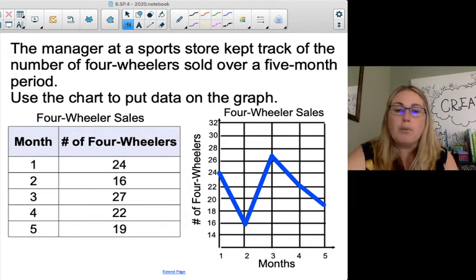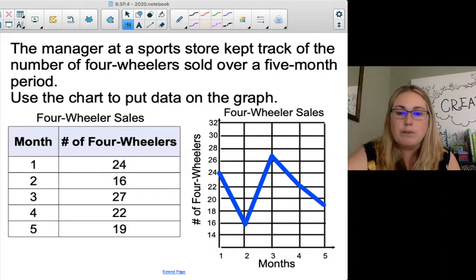So I'm going to go to number 1, and in month number 1, we sold 24 four-wheelers. So we're going to go up to 24, and this is where our line graph is going to start. Month number 2, there were 16 four-wheelers sold. So I'm going to go over to month 2, and I'm going to go up to 16, and that's my next point on this line graph, my next marker.